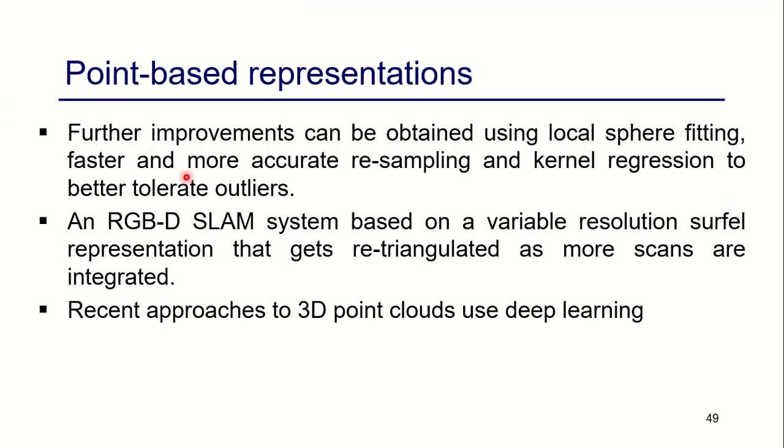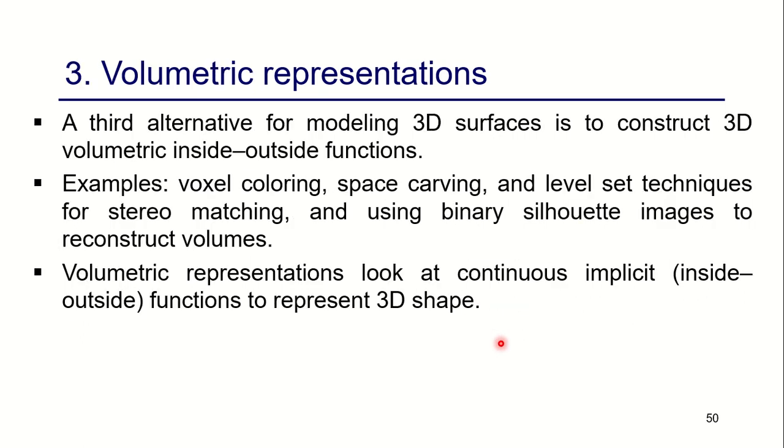Point-based representation. Further improvements can be obtained using local sphere fitting, faster and more accurate resampling, and kernel regression to better tolerate outliers. An RGBD SLAM system is based on a variable resolution circle representation that gets retriangulated as more scans are integrated. Recent approaches to 3D point clouds use deep learning methods.